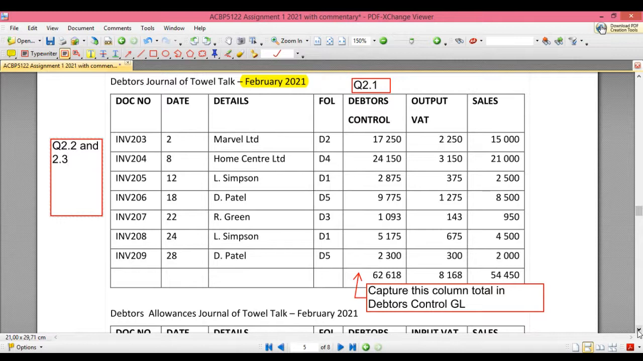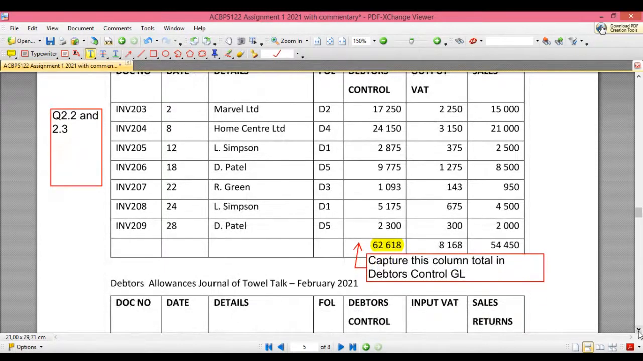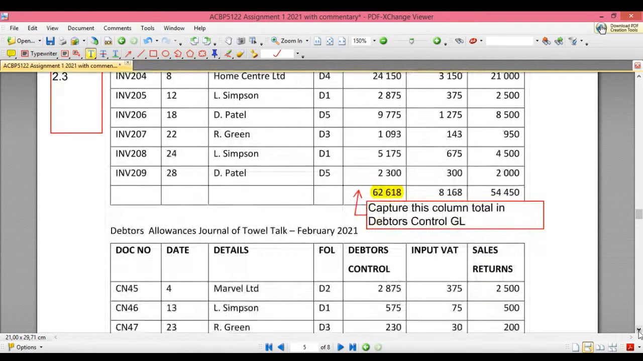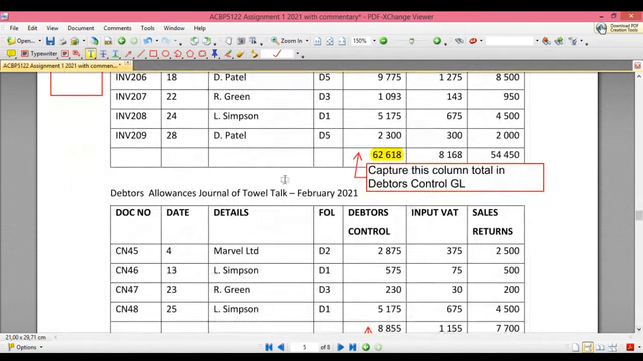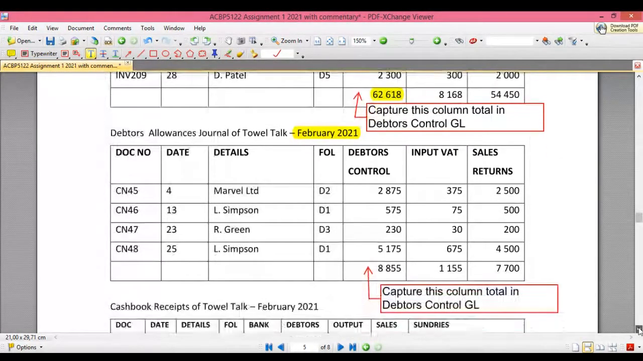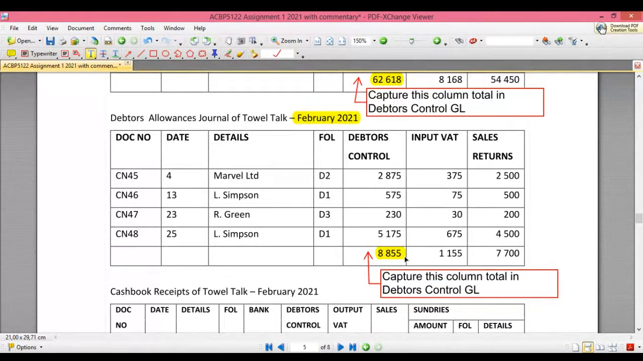Now remember, when we capture something in your general ledger account, we only capture a total. We do not capture the individual amounts. And that is where a lot of students went wrong. They captured each and every individual transaction as opposed to the totals. Okay, and then we do the same for your debtors allowance journal. We would only capture the total.